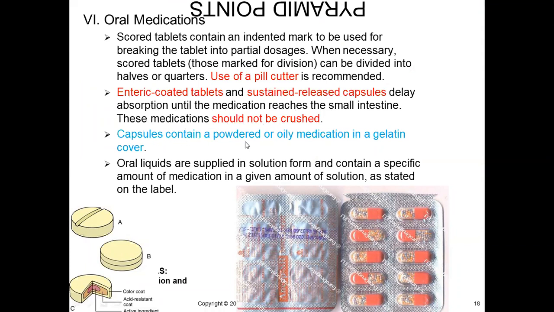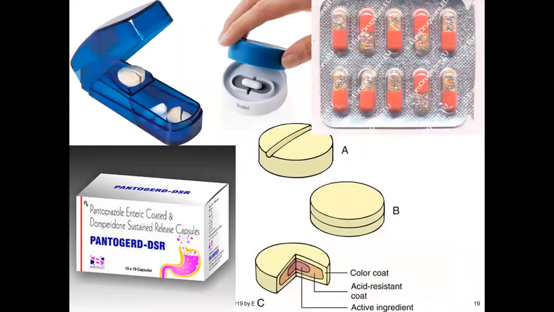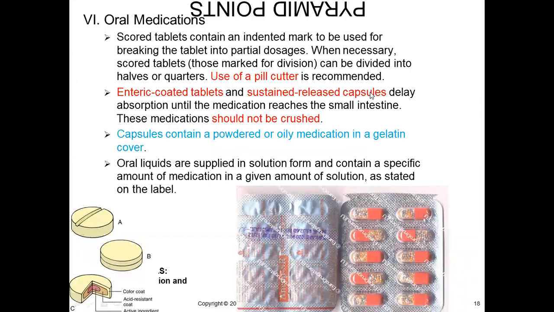Capsules contain a powder or oily medication in a gelatin cover. So this is the capsule. Inside this capsule are the granules, and this capsule shell is called gelatin. And this is the strip. Oral liquids are supplied in solution form and contain a specific amount of medication in a given amount of solution.